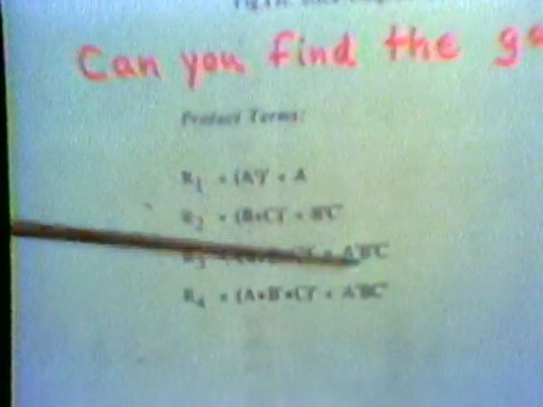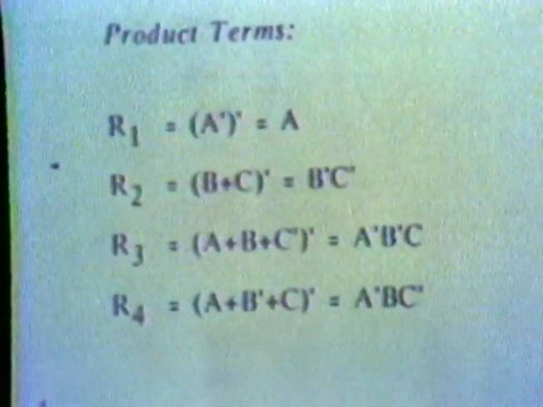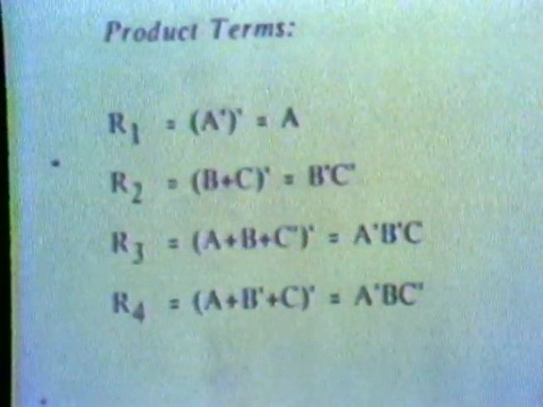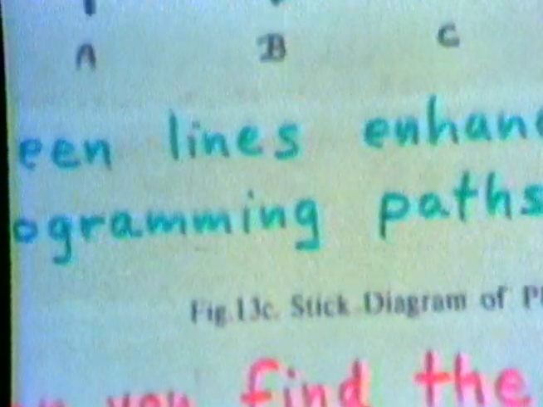Similarly, any AND function, such as these listed here, any AND function of the inputs and their complements can be implemented by simply placing these green lines. So the structure of this array does not depend on the logic that it's implementing.